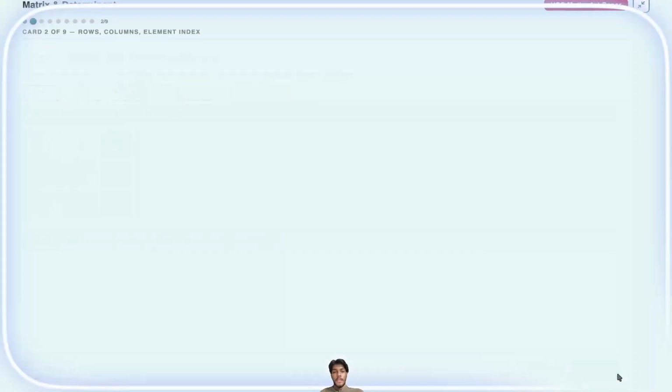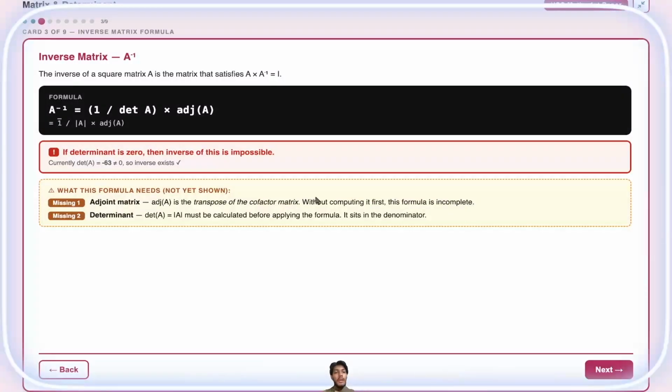Then next, there are three things. This is the formula to get our inverse matrix: 1 by the determinant of A times the adjoint of A. So to get the inverse matrix A inverse, we need two unknowns, the determinant of A and the adjoint matrix of A.